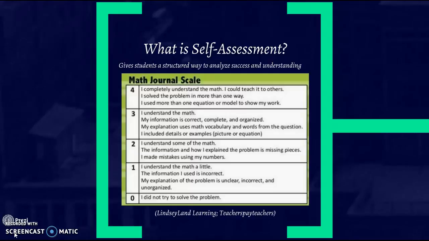In this first example, we have a math journal scale. It has a student rate themselves on a scale from 0 all the way to 4. The rubric gives students really specific ways to know if they have met that mark or not. This is really great because students are able to find the verbiage in the rubric to see, okay, does this actually apply to me or not?